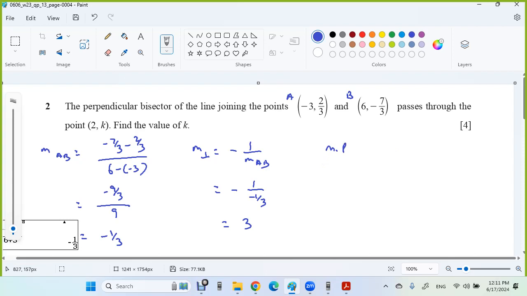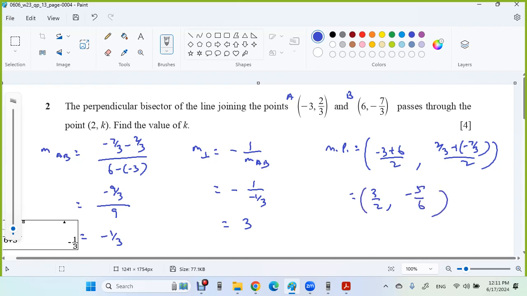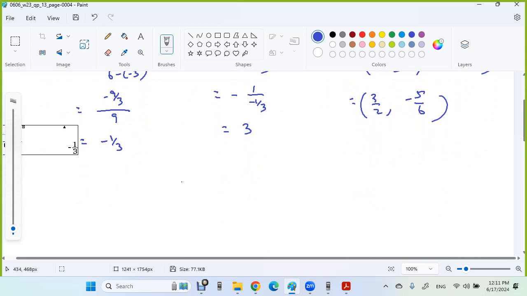We need the midpoint. So the midpoint will be negative 3 plus 6 divided by 2, and then 2 over 3 plus negative 7 over 3 divided by 2. So this will be 3 over 2, and then negative 5 over 6. So we have the gradient is 3 and it passes through 3 over 2 and negative 5 over 6.